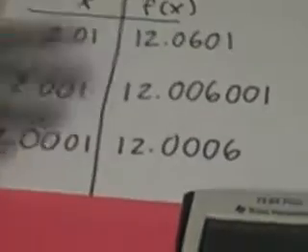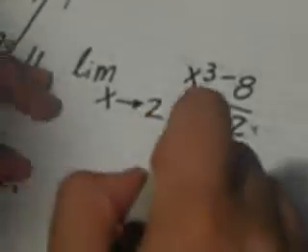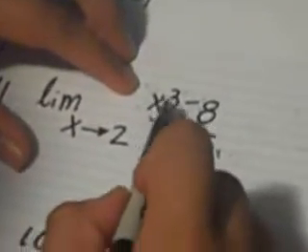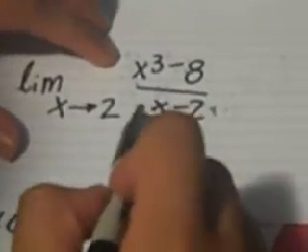So what does it mean? Well, it says that your y value, your f of x, starts approaching 12. So if it's coming from the right and also coming from the left, that means that your limit as x approaches 2 of the function x to the power 3 minus 8 over x minus 2 has to equal 12. And that's your answer.